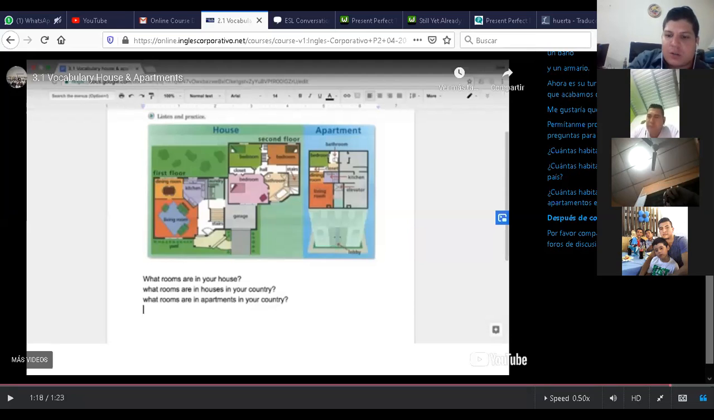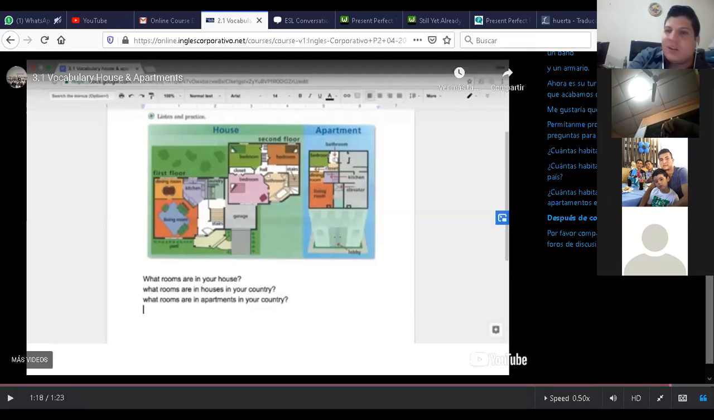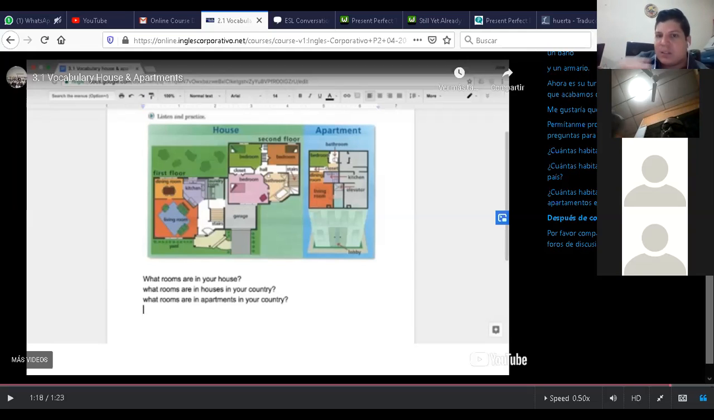Garage. El garaje. Good. Stairs. Escaleras o gradas sería. Stairs. Exactly. Todo este vocabulario, guys, se los estoy poniendo en el chat para que lo tengamos.